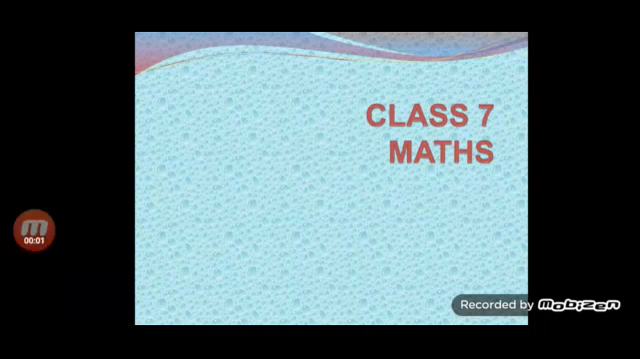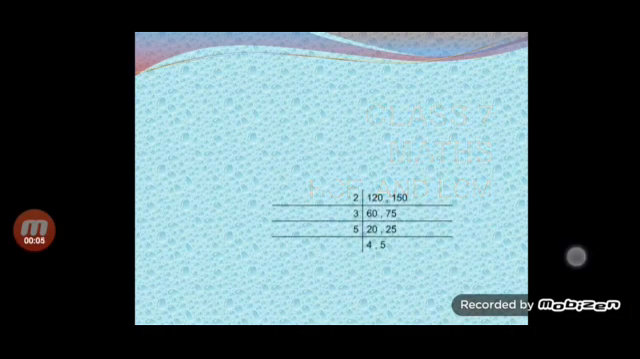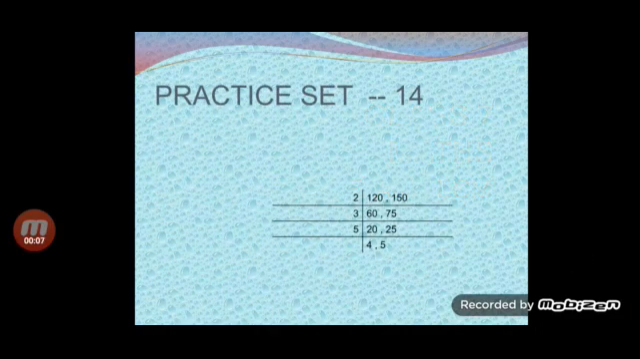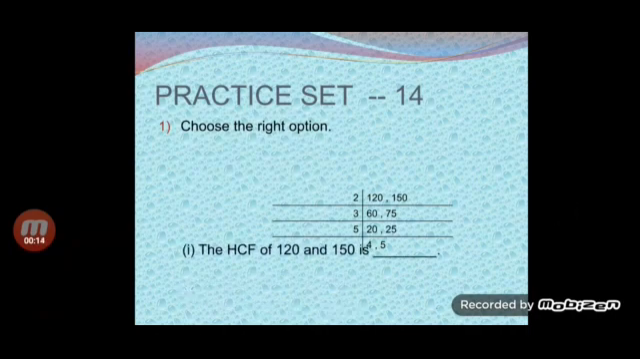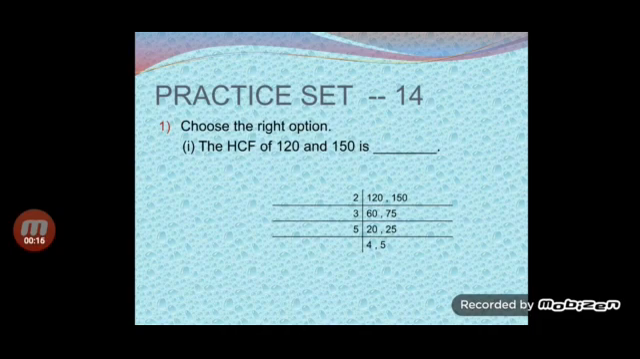Today we'll be solving some more examples from HCF and LCM. We are solving today practice set 14. So let's start. First question is choose the right option. Given the HCF of 120 and 150 is dash.